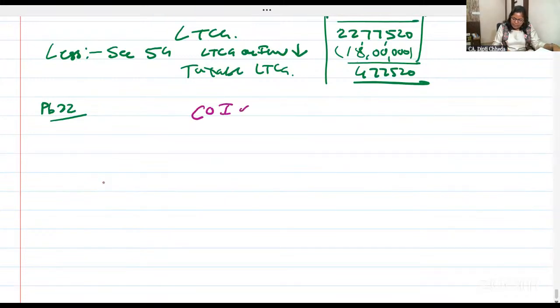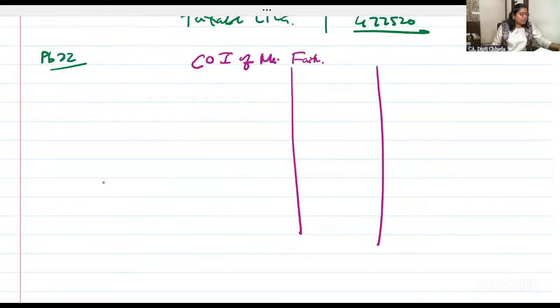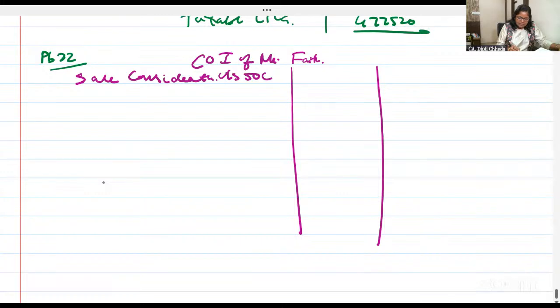Computation of income of Mr. Faith. Mr. Faith acquired a residential house and made some improvement. He sold the house property in October 24. Sale consideration. There could be stamp duty and all, but there are other twists and turns. So they have given that he sold the house for sale consideration under section 50C.